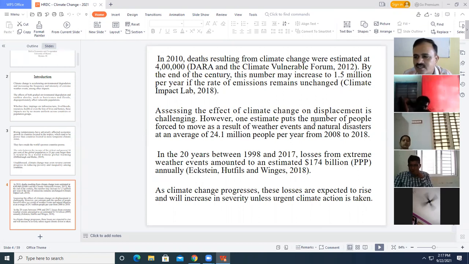So in the 20 years between 1998 and 2017, losses from extreme weather events or climate change events amounted to an estimated $174 billion annually. So this is the loss because of climate change in the world. As climate change progresses, these losses are expected to rise and increase in severity unless urgent climate action is taken. If action is not taken to reduce the emissions, which are one of the most important causes of global warming and other related climate change aspects, the world will lose so much more compared to the current estimates by different studies.